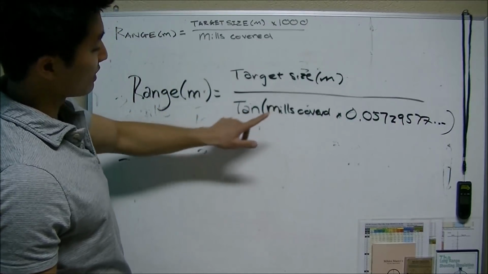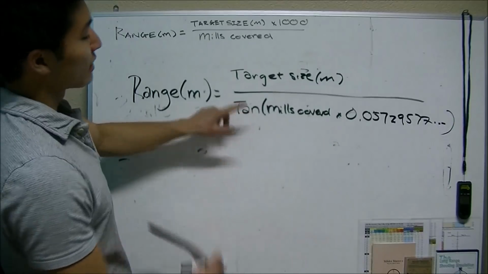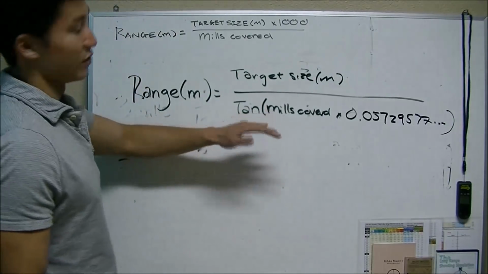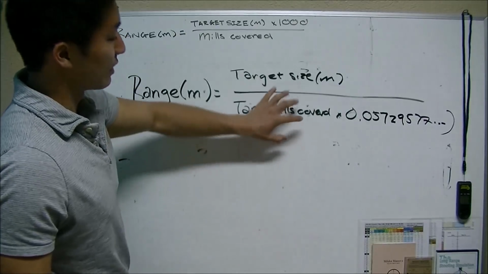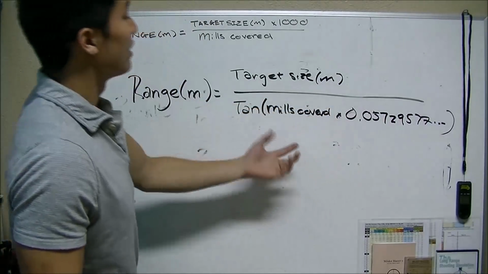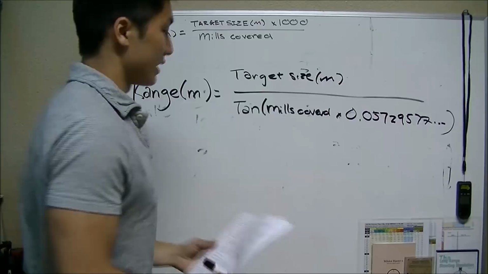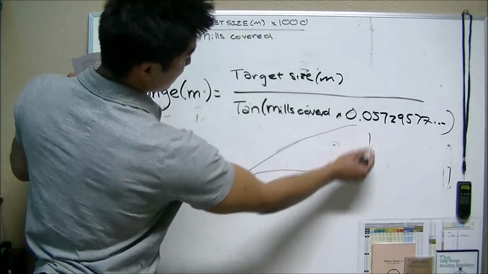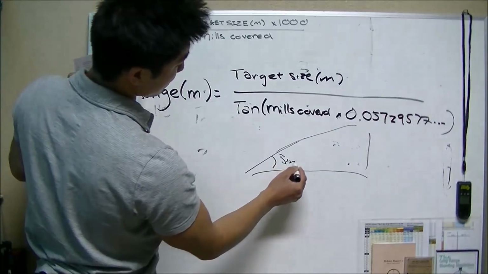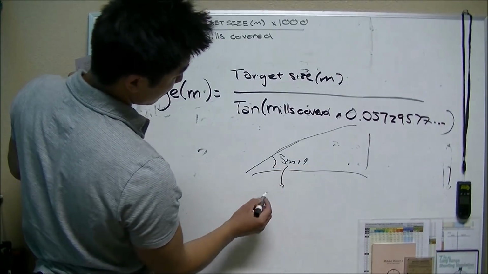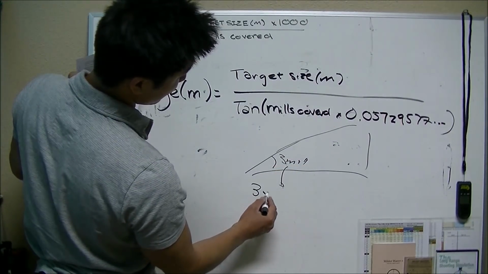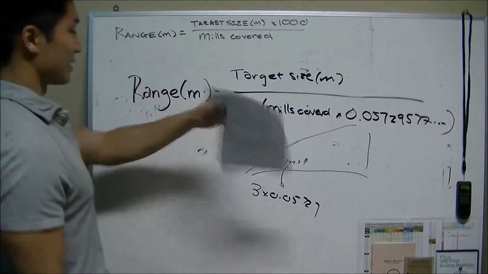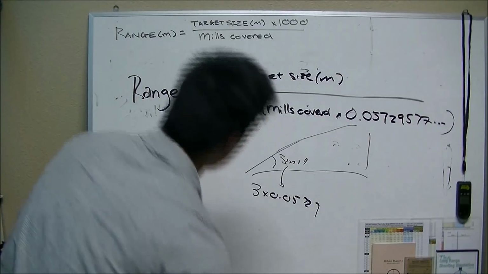Remember how mils are basically the angular unit, a unit of angle. Thus, this is going to be constant, and we just multiply by how many mils there were. That's why, remember, in the example below, it was 3 mils, and I pointed out to you that this is 3 times 0.05729, right? So that's just the same thing, and that will give us the same thing.